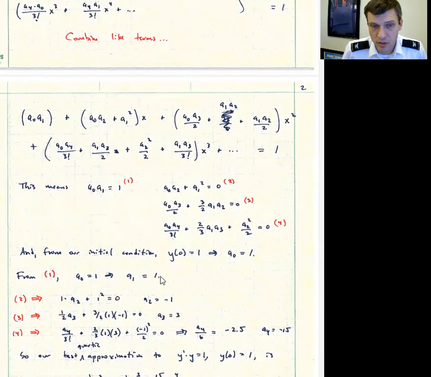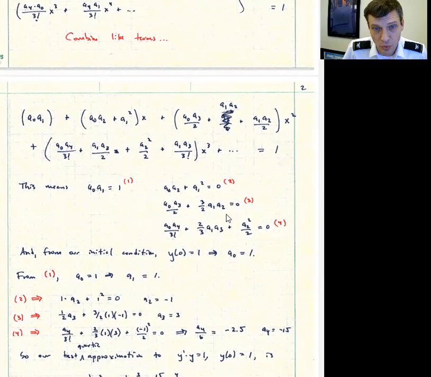And now that I know a1 is 1 and a naught is 1, I can go into this equation here, and a2 is the only thing that I don't know, and it turns into a linear equation. Right now it's not linear, but when I know some of these variables, it turns into a linear equation. A2 is just -1. And now I know what a naught and a1 and a2 are.